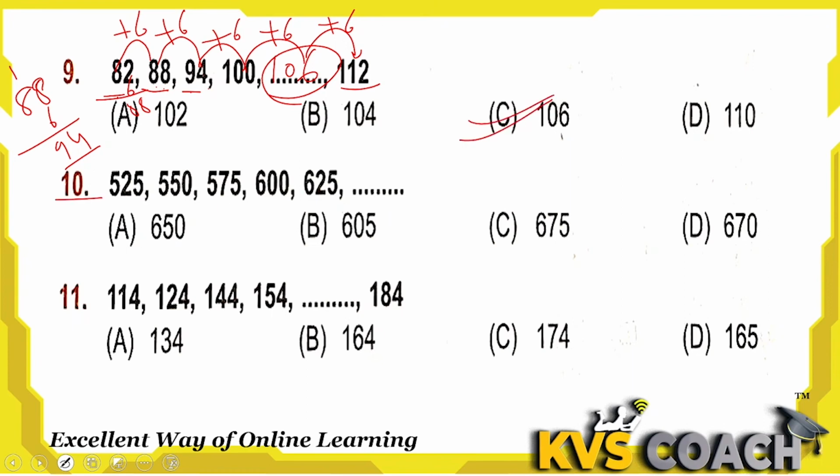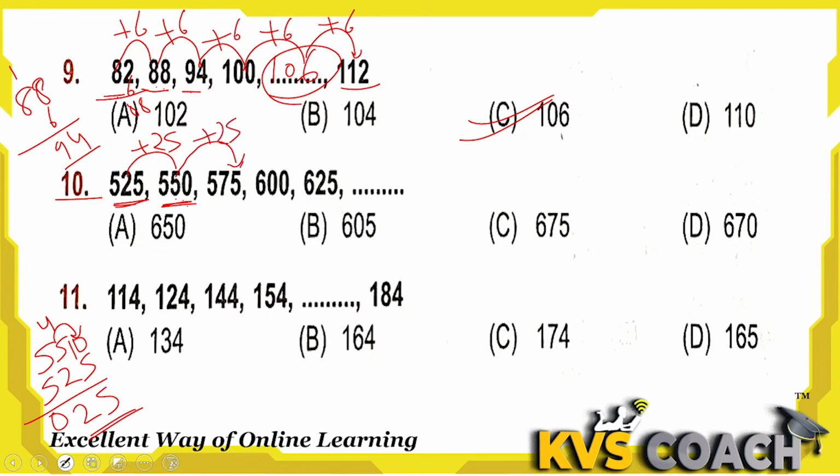Question 10 is 525, 550. So here 525 plus 25 is 550. How can you get it? You will subtract the smaller digit from the bigger digit. So what is this? 10 minus 5? 5, and here it is 4. 4 minus 2 is 2. So this is 25. Okay. Here 25 difference. So here again check. 550 plus 25 is 575. Then 575 plus 25 is 600. 600 plus 25 is 625. Then again here plus 25 is 650. Okay, so 650 is the right number here.